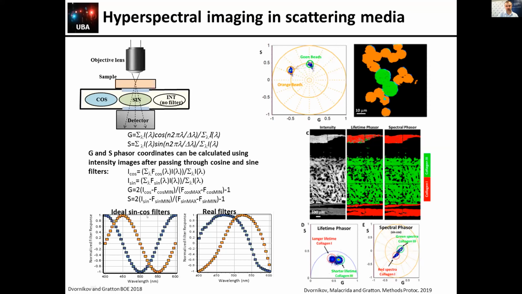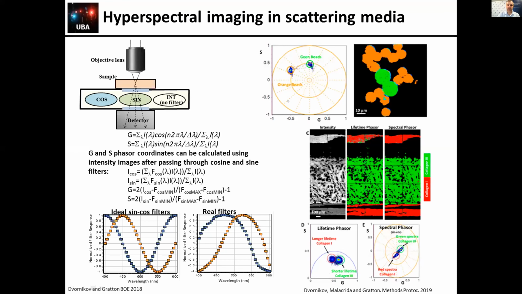These are the ideal sine and cosine filters, and these are the real sine and cosine filters that we use in our experiment. If you remember, in the transformation, we multiply our intensity by the cosine or sine of the spectral shift. Well, if you think about it, this is exactly the same. We are integrating all the bands from a period, multiplying by a function, which is the transmission filter, in the range. If you collect the two filters plus the total intensity, and you apply the proper mathematics, you can get the G and the S, and at the end, the spectral phasor.